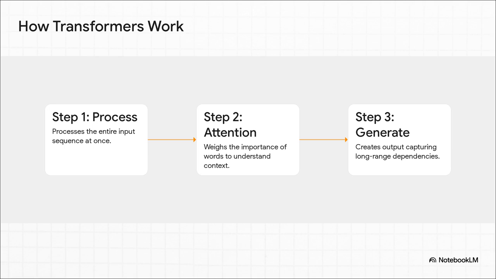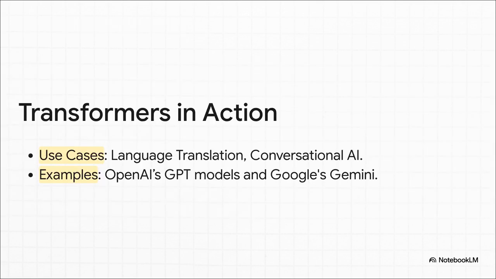This lets it figure out which words are most important and how they relate to all the other words, even if they're far apart. And that's its superpower. It's why they're so good at understanding deep context and nuance. It probably comes as no surprise, then, that transformers are the engines behind the incredibly powerful language models we're all using today. We're talking about things like OpenAI's GPT series and Google's Gemini. They're powering everything from advanced language translation to those sophisticated chatbots.